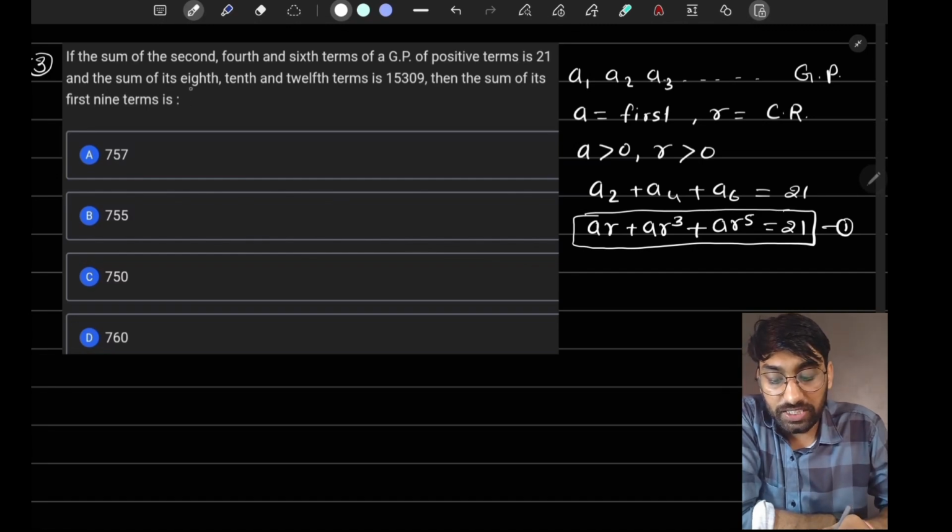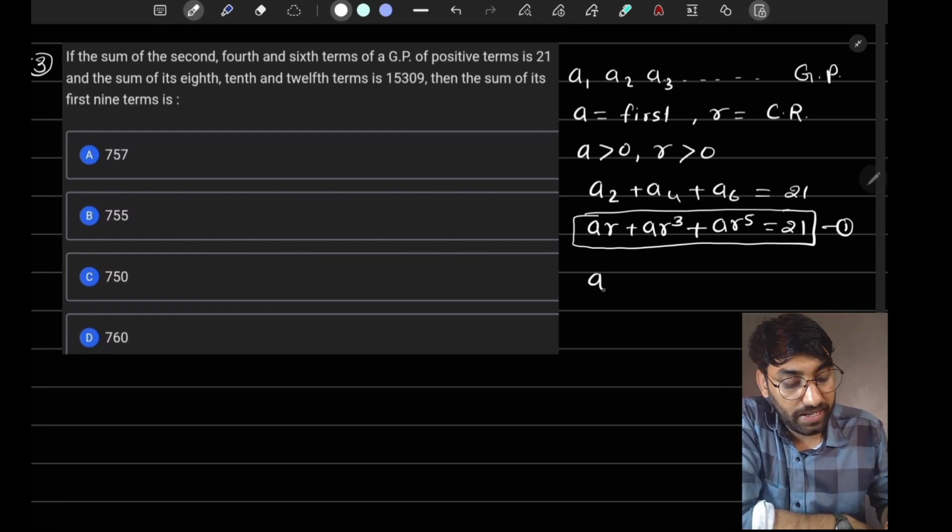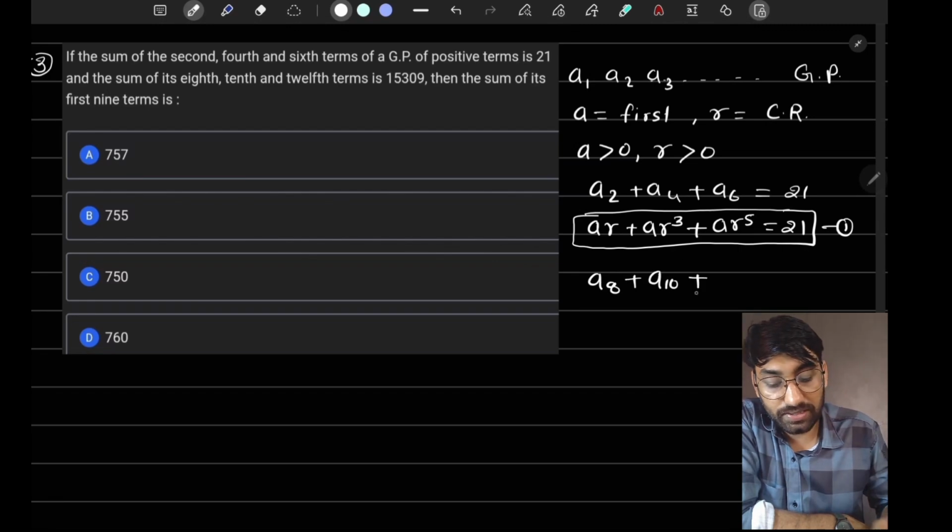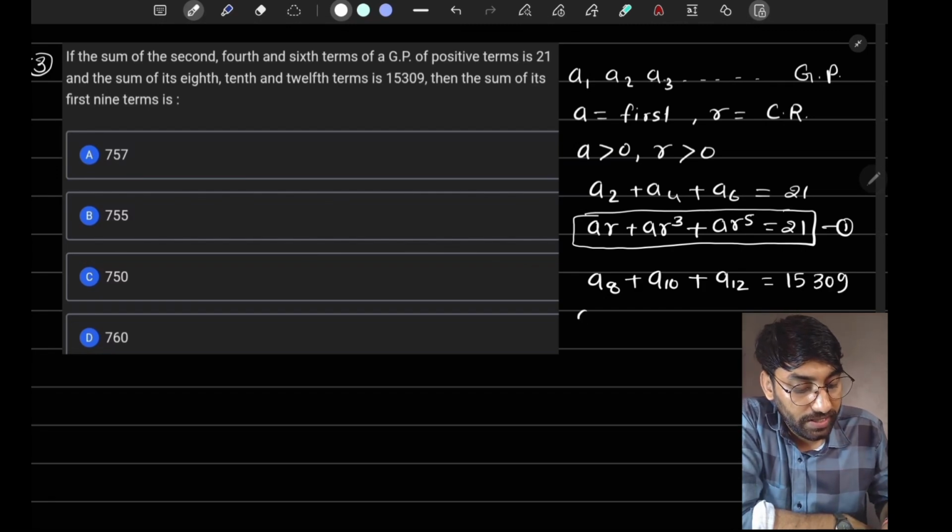Similarly, another piece of information they have given is that the sum of the 8th, 10th, and 12th terms is 15,309. It means A8 plus A10 plus A12 equal to 15,309. That is AR power 7 plus AR power 9 plus AR power 11, which is 15,309. So we can take R power 6 common. Why I am taking it, I will let you know later.